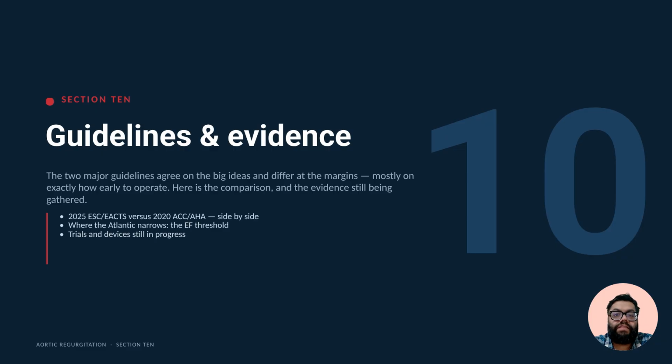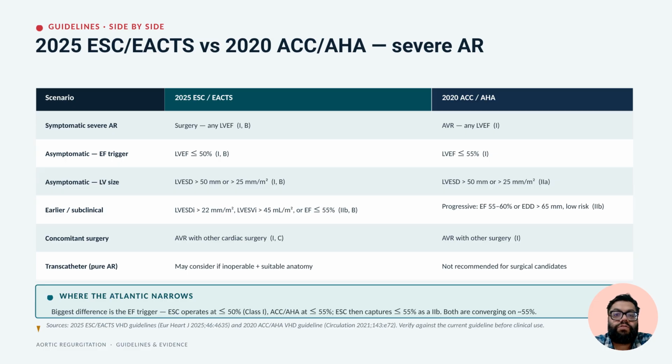Above all, the exact ejection fraction threshold for the asymptomatic patient, where the Europeans act a little earlier than the Americans, though both are converging around 55%. We will lay them side by side. This is the slide the postgraduate examiners love because it rewards precision. Read it as agreement on the big ideas with a few revealing differences at the edges.